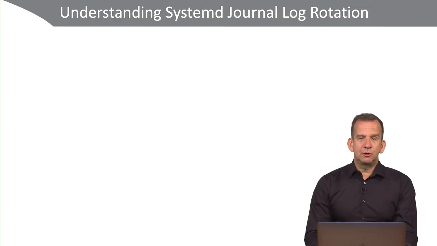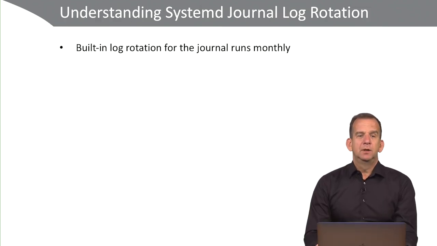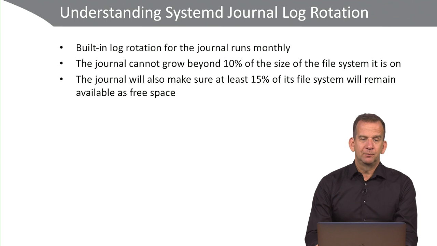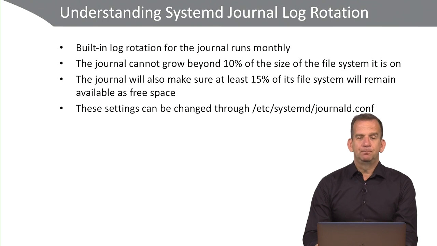In systemd journal there is some log rotation involved as well. The built-in log rotation for the journal runs monthly. The journal, however, cannot grow beyond specific settings. For example, it cannot grow bigger than 10% of the size of the file system it is on. And the journal will also make sure that at least 15% of its file system will remain available as free space. And that is to avoid that your journal is going crazy and filling up the entire file system that it's on. These settings can also be changed through /etc/systemd/journald.conf. Let me show you how to do that.